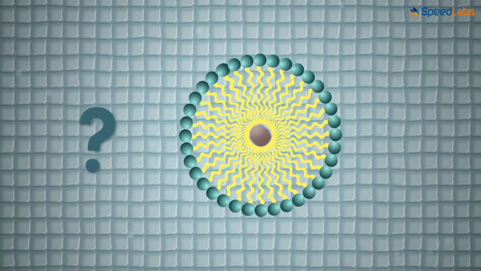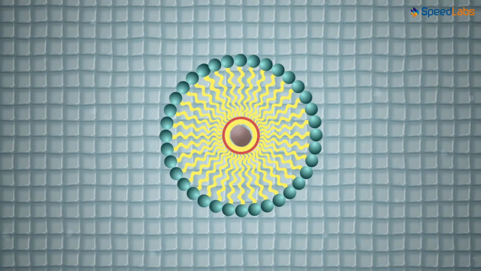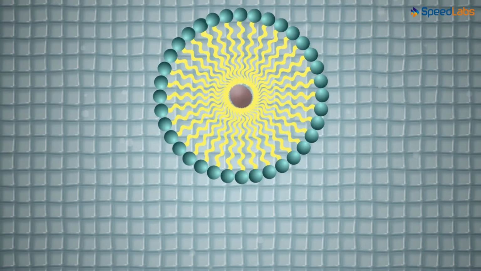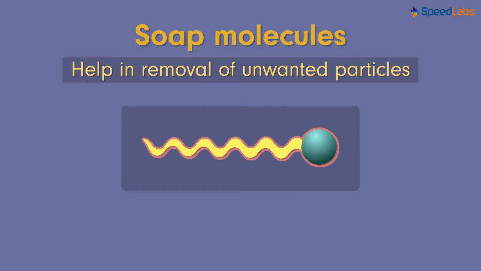Now what happens because of this? Along with the micelle, the dirt will also leave the surface of a cloth as it gets trapped inside it. As a result, the cloth now becomes free of dirt. This is how soap molecules help us remove the unwanted particles that stick to our clothes.